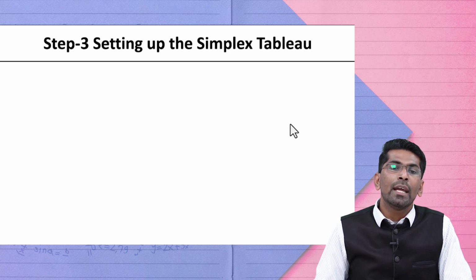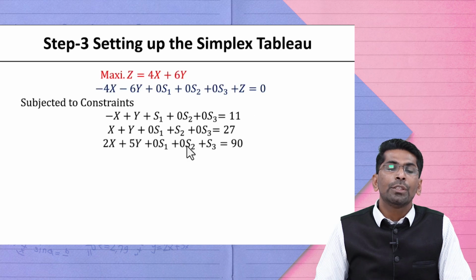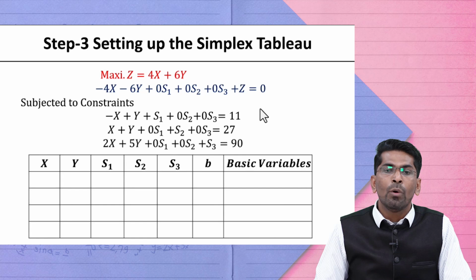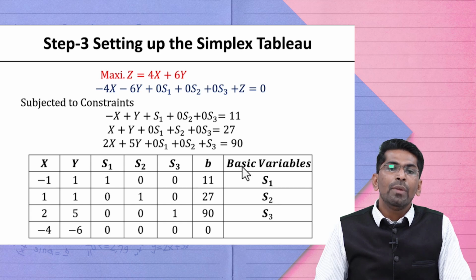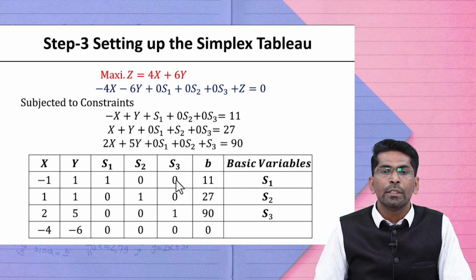I am putting the table here, from our original problem which we converted into standard form. Considering the variables x and y, then we have 3 slack variables introduced, S1, S2 and S3. Then B denotes the constant of the constraint, with the basic variables S1, S2 and S3. Then we put the coefficients into the table. The coefficient of x is minus 1, of y is 1, the coefficient of S1 is 1, of S2 and S3 are 0 and 0, and then b is 11.